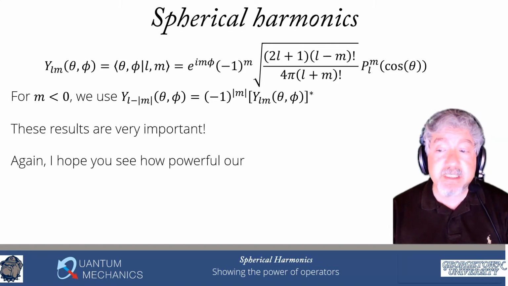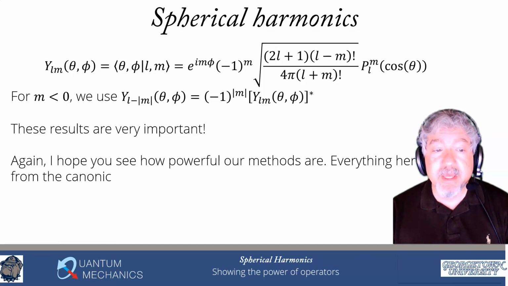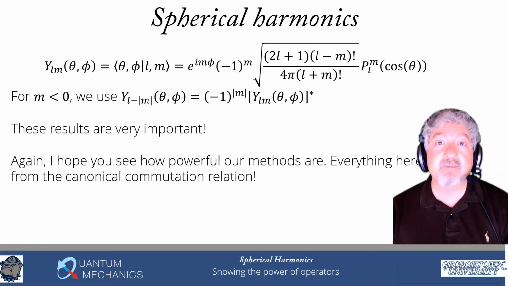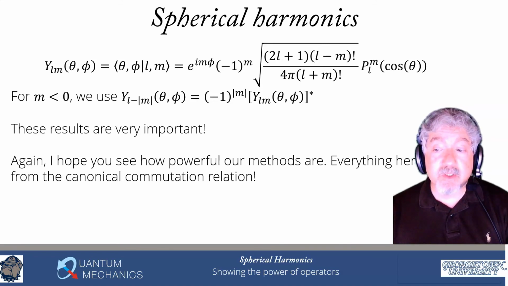Again, I hope you see how incredibly powerful these operator methods are that we're working with. Everything that we did here, we built upon lots of little steps, but everything simply came from the canonical commutation relation, nothing else, and our very powerful operator identities that we've been working with. And now that concludes lecture 2 of module 7.